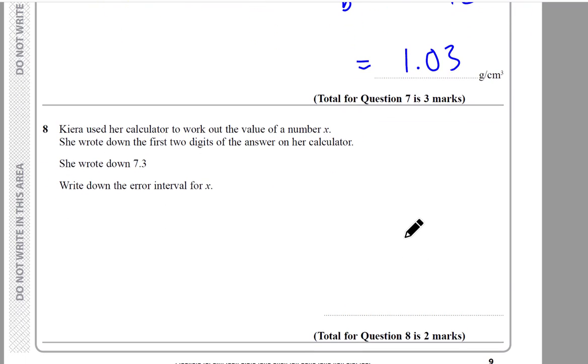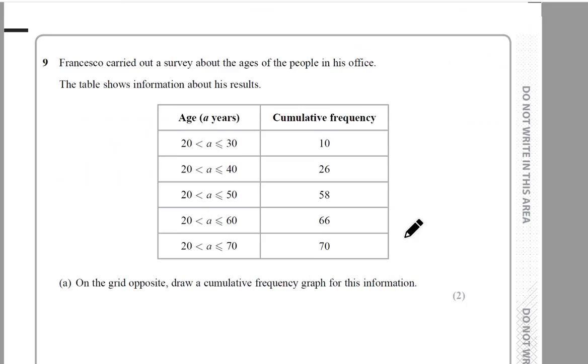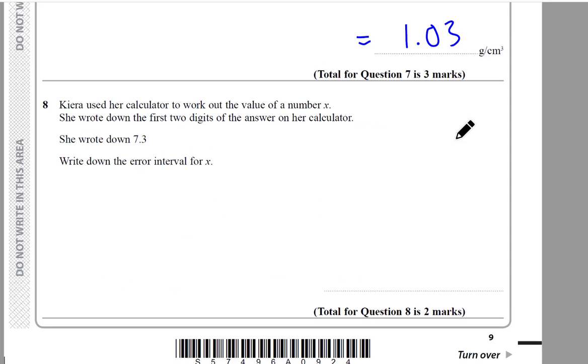Question 8 is an error interval question, and let's just do that now. So question 8, it's a good 2 marks if you know what to do. Kieran used the calculator to work out the value of a number x. She wrote down the first 2 digits of the answer on her calculator. She wrote down 7.3. Write down the error interval for x.